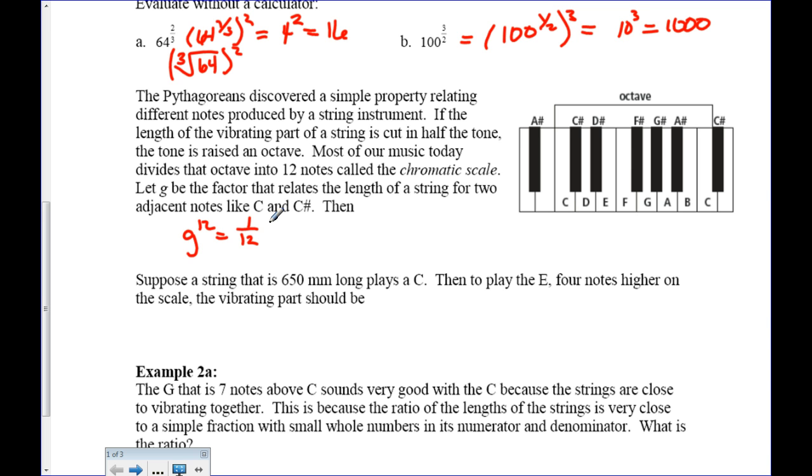Wait, what's the G? G is the factor that relates the length of the string. Oh, yeah. Okay? So I want to find out what G is. Oh, I'm sorry, this should be a 1/2. It's because it went up a half a note, C to C sharp. Sorry. G to the 12th is equal to 1/2.